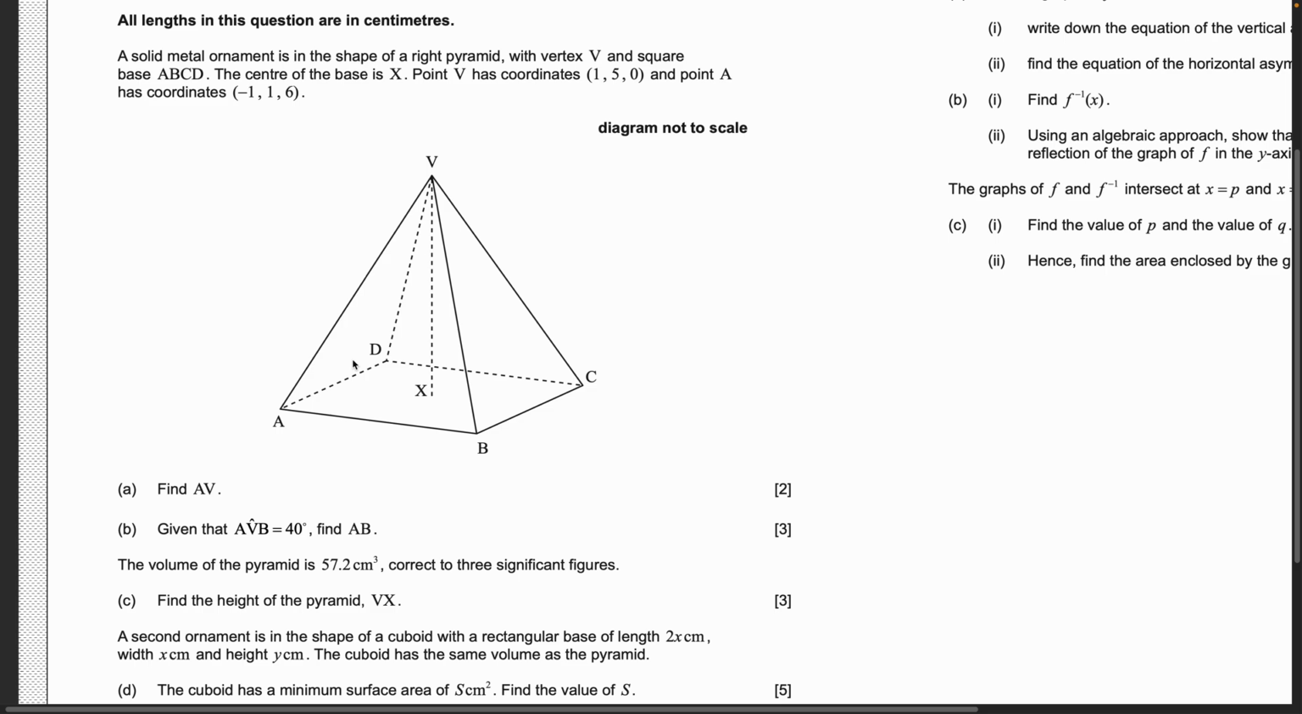I know when I look at this right here, one of the things that we see, you were asking about law of sines, law of cosines and stuff like that, and I'm pretty sure I'm gonna have to do that for part B. Let's look at part A first. So it says find AV, so it's asking me to find that side length right there. Okay?